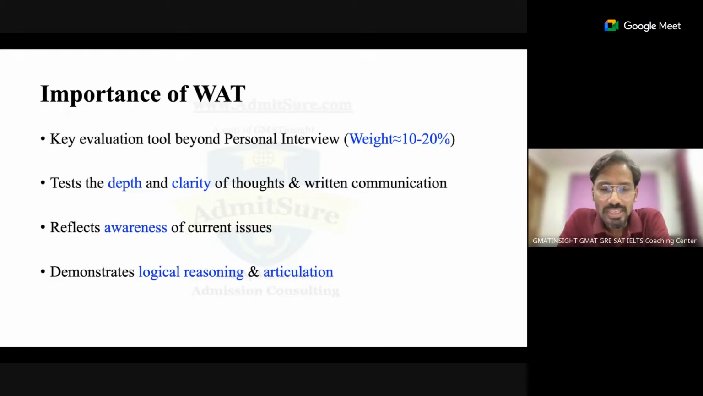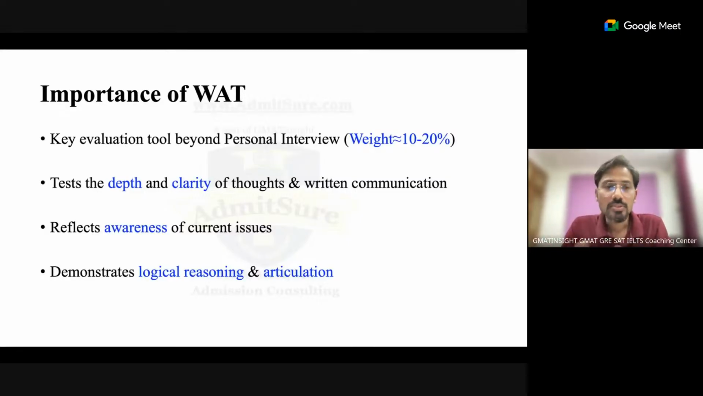So WAT, see, there is no standard contribution that has been given by IIM Bangalore, that this is the contribution of WAT in the entire selection process. But according to the PGDM, because there they have declared that the contribution of WAT in the selection process is approximately 10 to 20%. So that is what I have written here, that consider this WAT as one of the very important criteria for the selection, because its weightage is going to be approximately 10% on the lesser side.